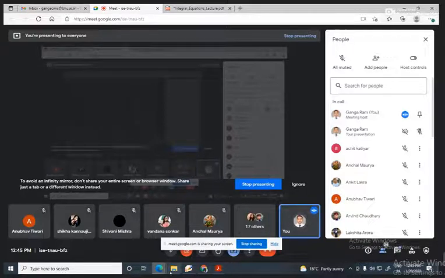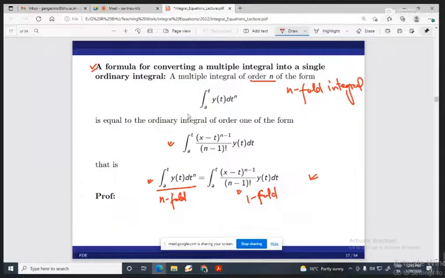Now, the formula for converting a multiple integral into a single ordinary integral is this one. The proof is basically clear: just take the differentiation of this expression and simplify it, and you will obtain this formula. Using the theory of differentiation, you can obtain the solution. You can find the proof of this formula.